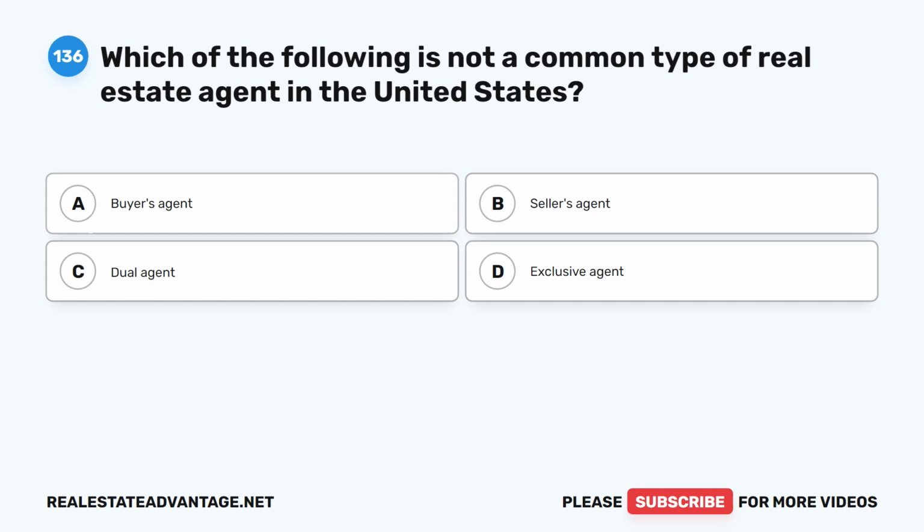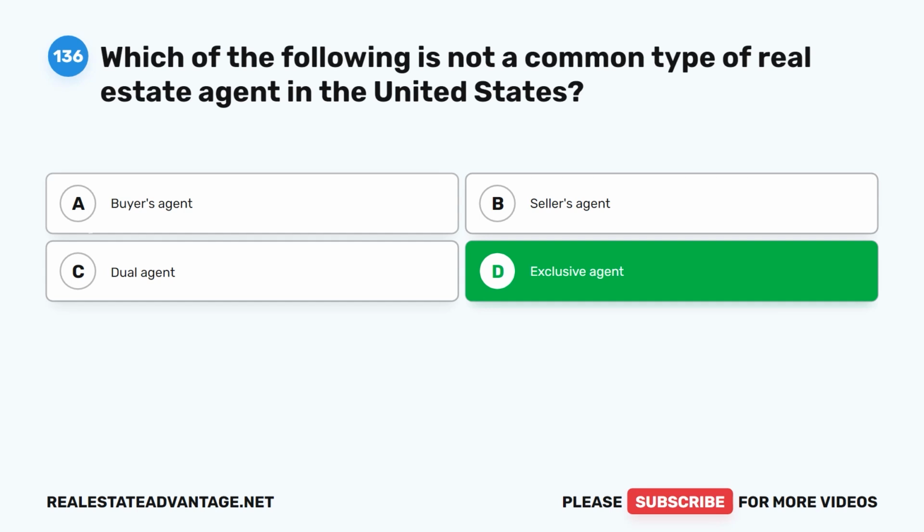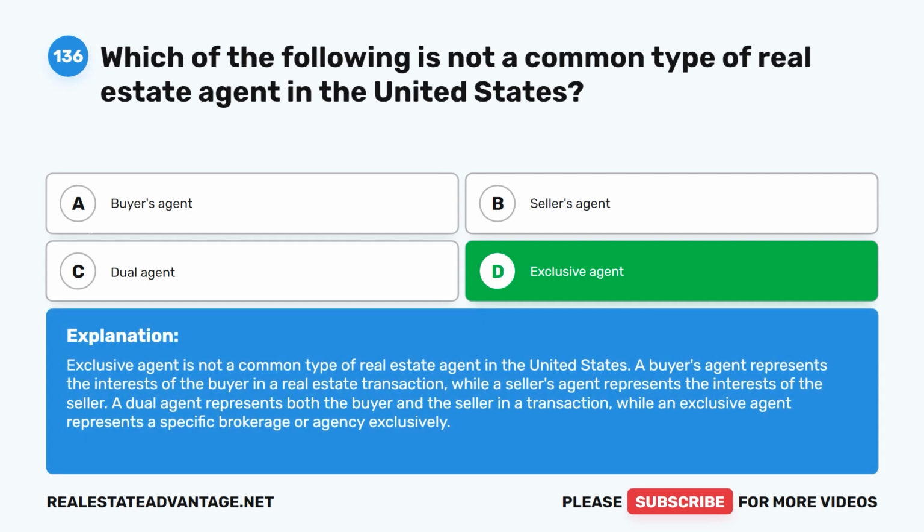Which of the following is not a common type of real estate agent in the United States? A. Buyer's agent. B. Seller's agent. C. Dual agent. D. Exclusive agent. The correct answer is D. Exclusive agent. Exclusive agent is not a common type of real estate agent in the United States. A buyer's agent represents the interests of the buyer in a real estate transaction, while a seller's agent represents the interests of the seller. A dual agent represents both the buyer and the seller in a transaction, while an exclusive agent represents a specific brokerage or agency exclusively.